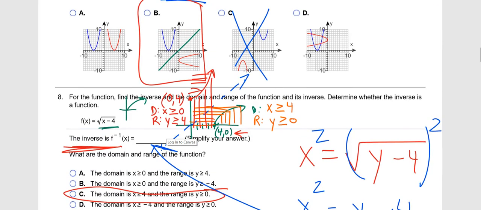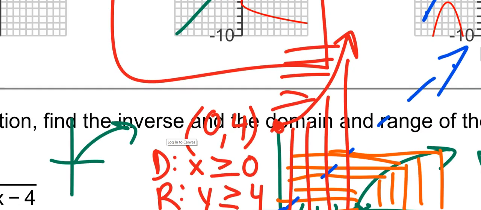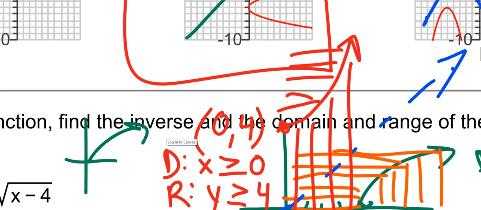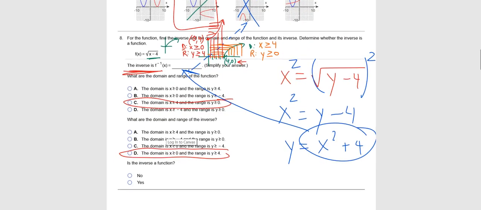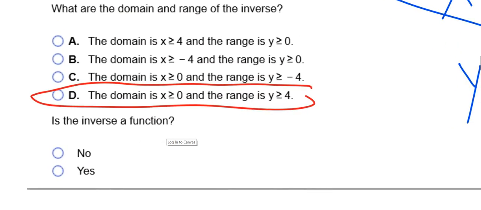Okay, so that the red graph, is that a function? Is the red one a function? Sure is. Passes the vertical line test. So that answers that part.